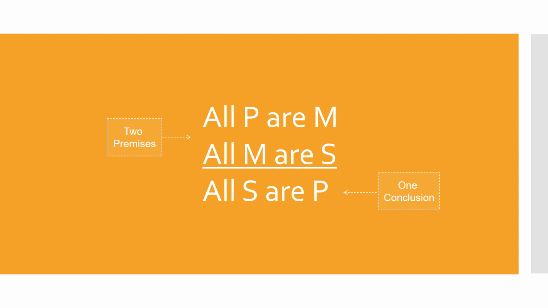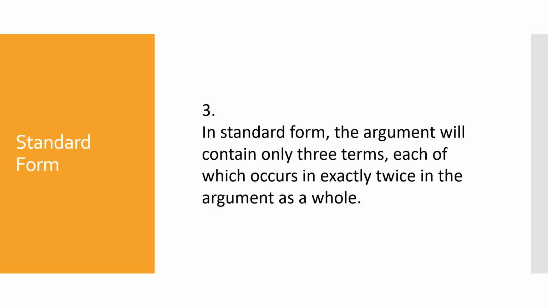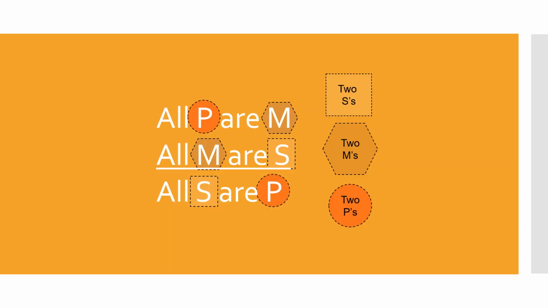And of course, the last point that needs to be mentioned is that once it's in standard form, you will find that the argument as a whole, that is both premises and the conclusion, will have exactly 3 different terms in it, and each term will repeat itself twice in the argument as a whole. So if you look at the example we just saw, notice how I have 2 different P terms, 2 different M terms, and 2 different S terms in this particular instance. Each term shows up twice, it repeats itself. It is this repetition that makes the argument work.